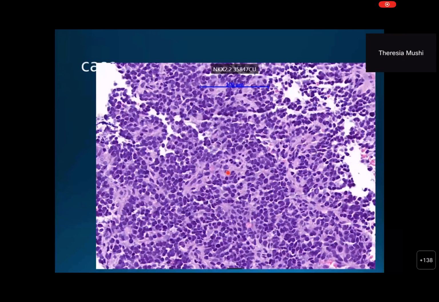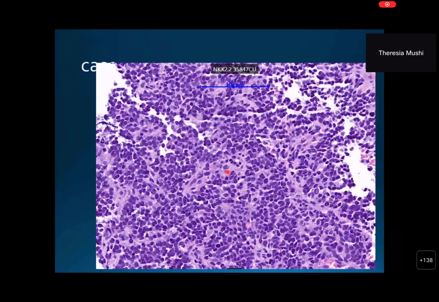So we are seeing a photograph which is showing us a tumor with cohesive cells, a blue cell tumor with round to oval hyperchromatic cells with scanty cytoplasm, and we're also seeing pseudorosettes which are consistent with the Homer Wright rosette.